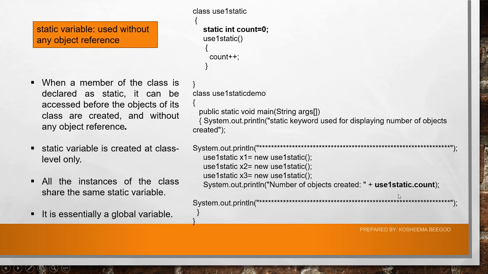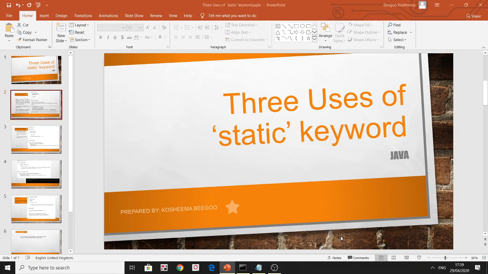What do we use to access a static variable? It's the class name, because this variable is in this class. So I'm going to use the class name, dot, then the static variable which I'm accessing here. So here it's going to display the number of objects.